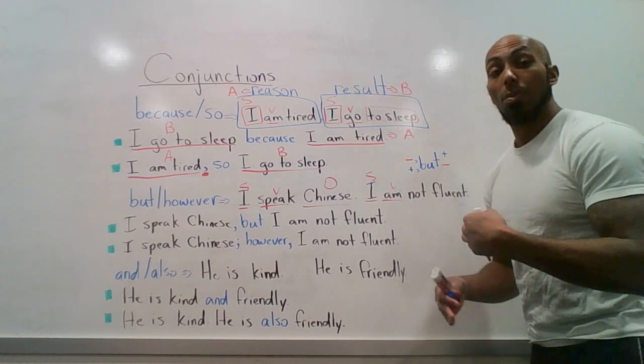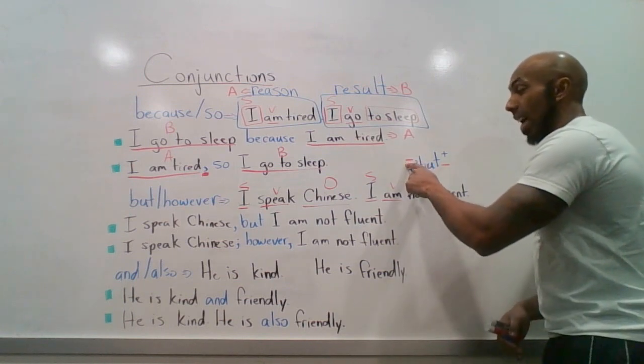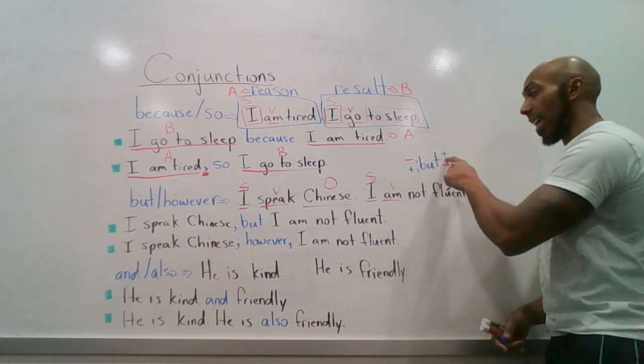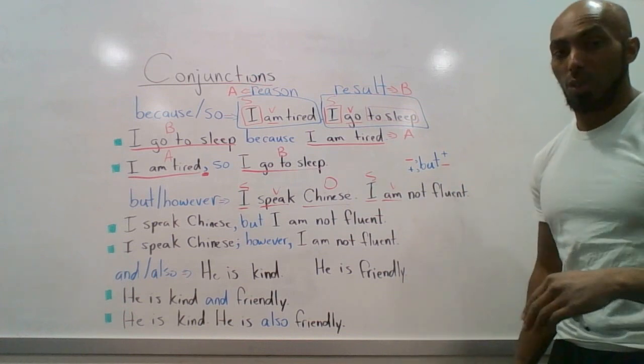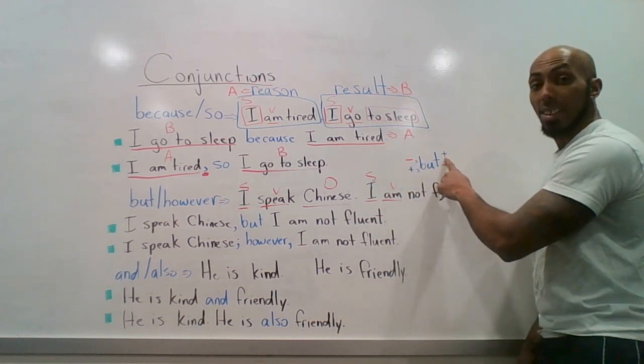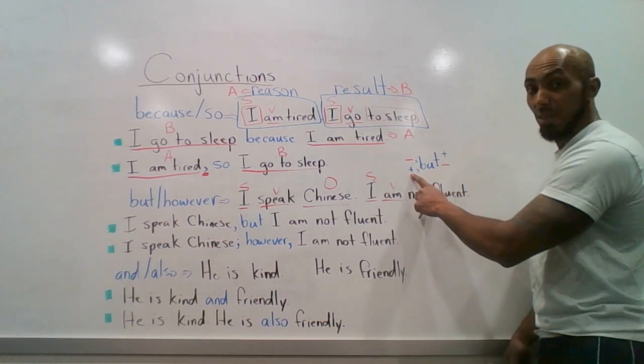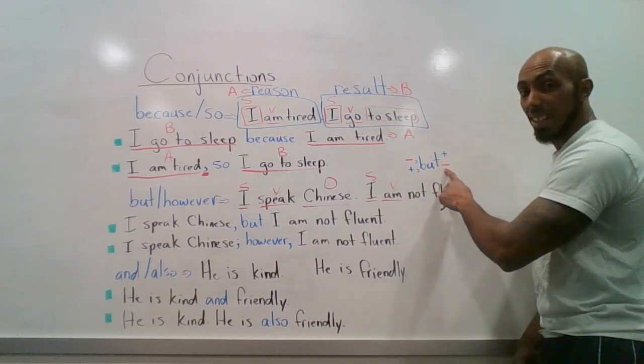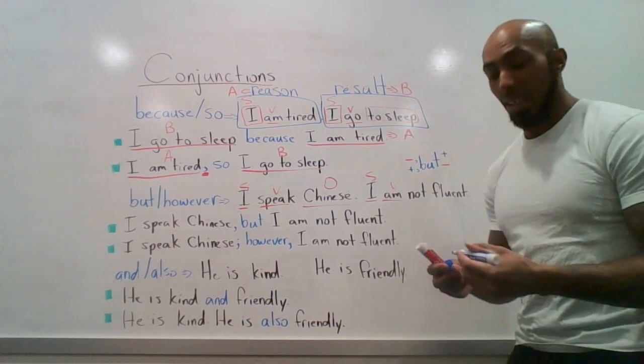Or I can make but the same way. I can have a negative first, and then I can have my positive. Either way is okay. But if you have a negative on this side, you need to have a positive on this side. If you have a positive on this side, you need to have a negative on this side. So that's how but is used.